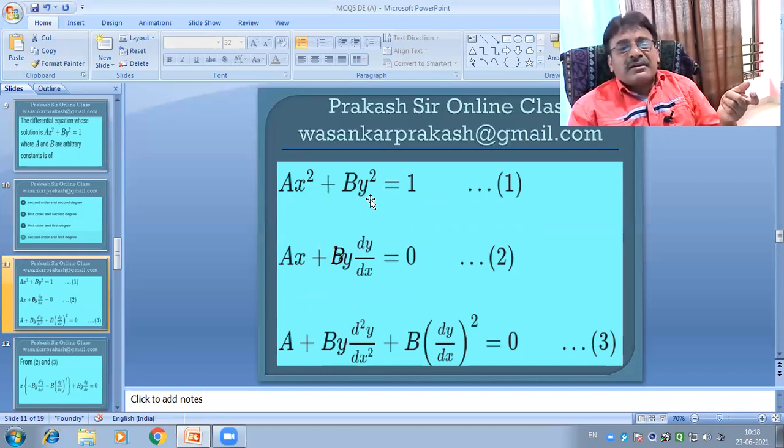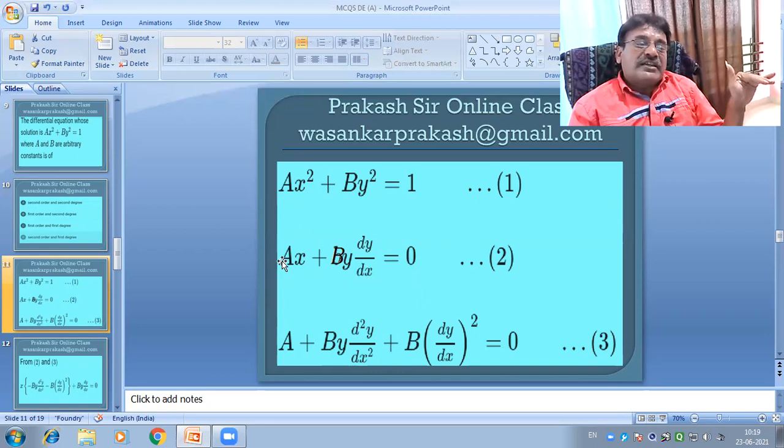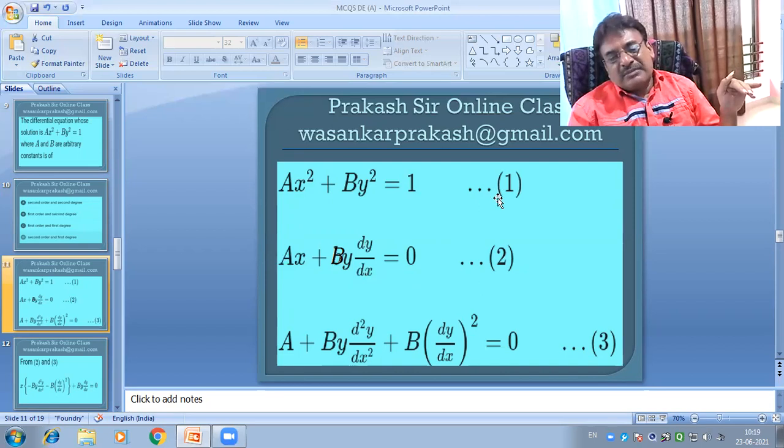So first, differentiate both sides with respect to x and find the first order derivative. Constant a as it is, derivative of x square is 2x, plus constant b as it is, derivative of y square with respect to x is 2y into dy by dx, which is equal to the derivative of 1, that is 0. Then divide both sides by 2. So we get ax plus by into dy by dx equals 0. So this is equation number first, this is equation number second.